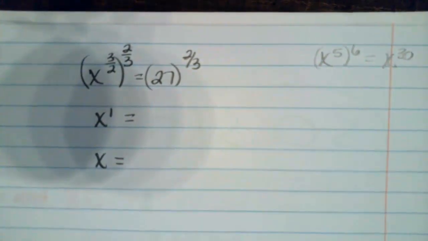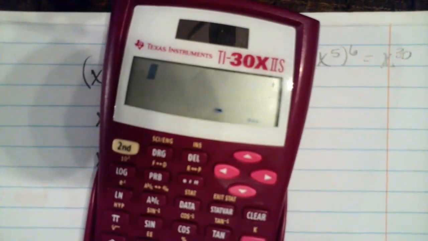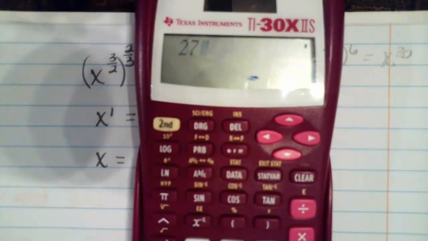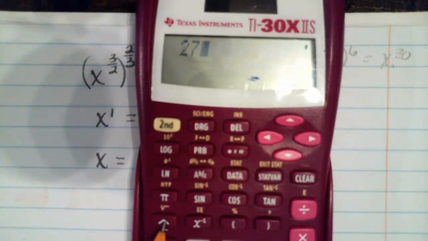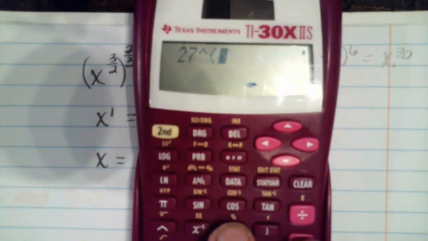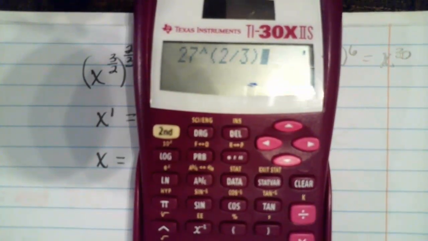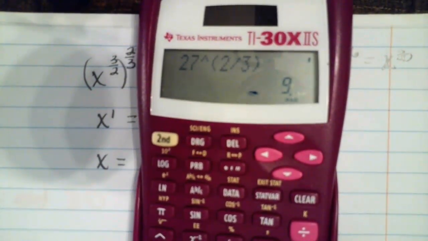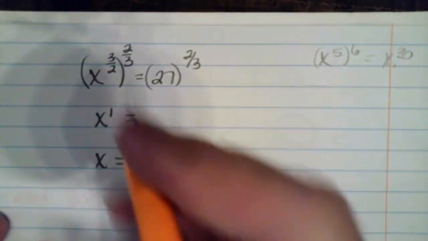So in your calculator, what you're going to want to do is take 27 raised to the, so this button right here, raised to the, and then in parentheses, you need to put the 2/3 power. And you'll get 9. So make sure you put that power in parentheses.